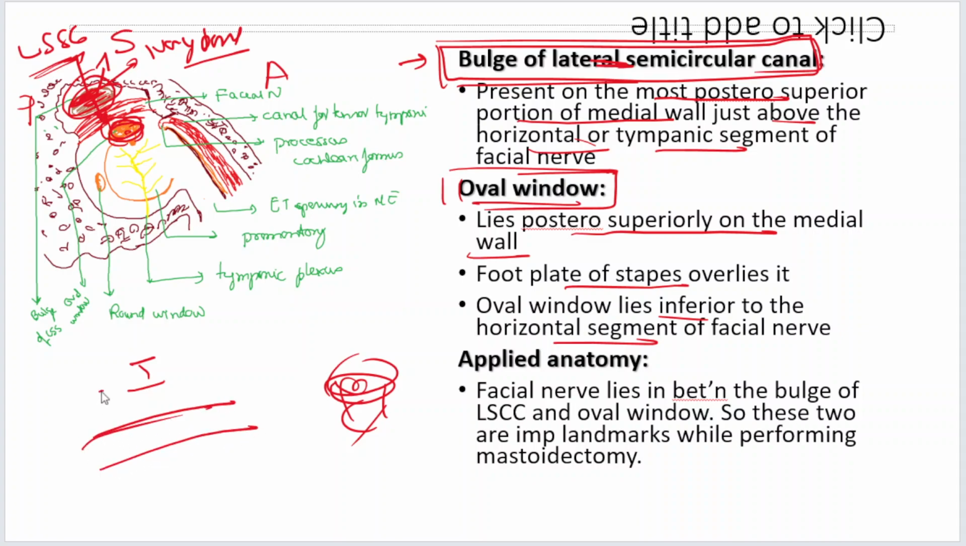In the most posterior superior part you have the lateral semicircular canal, and then in the posterior superior part of the medial wall you will have the oval window with the foot plate on it. So in between these two is the facial nerve. So these two act as landmarks to identify the horizontal segment of the facial nerve. So these are important landmarks.